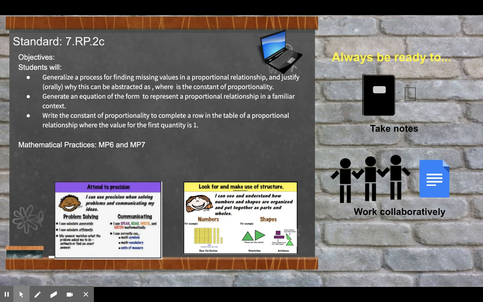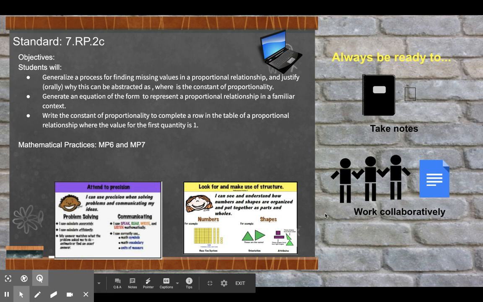Our mathematical practices for today are going to be MP6 and MP7, and that just means attend to precision and look for and make use of structure. So those are the behaviors that we're going to be expecting as we go through this lesson. Let's pause the video here so you can finish copying down the standard and the objective.